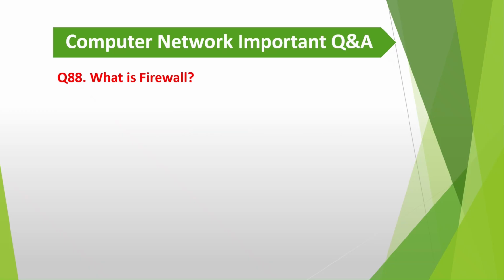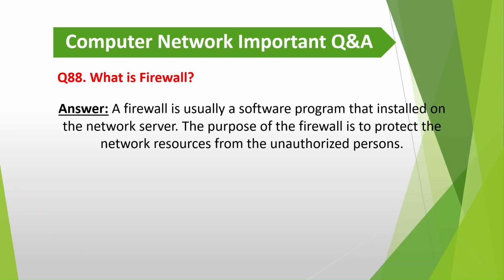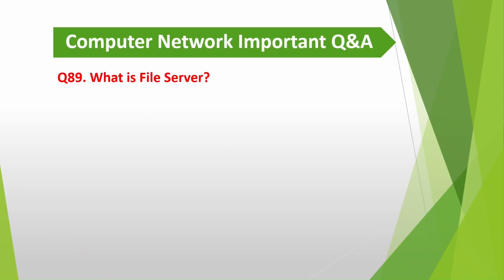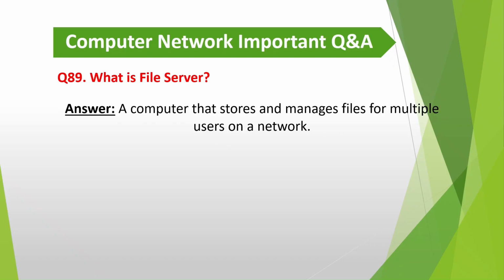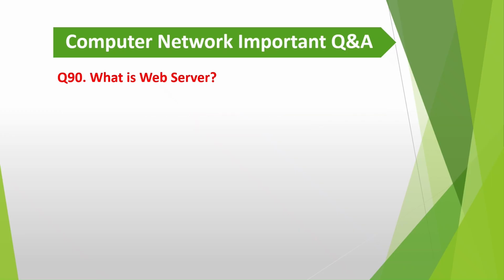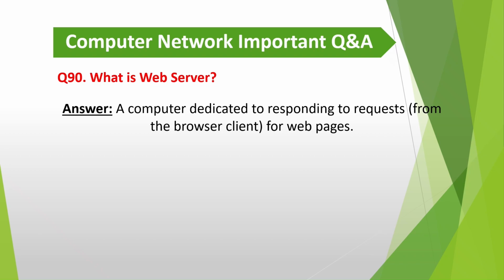Question 88. What is firewall? Answer. A firewall is usually a software program that is installed on the network server. The purpose of the firewall is to protect the network resources from the unauthorized persons. Question 89. What is file server? Answer. A computer that stores and manages files for multiple users on a network. Question 90. What is web server? Answer. A computer dedicated to responding to requests from the browser client for web pages.